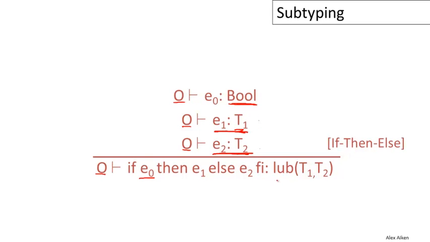And then the type of the entire expression is just going to be the least upper bound of T1 and T2, because that's the best estimate we can give to the final type of the expression, given that the true branch might return something of type T1, and the false branch might return something of type T2.